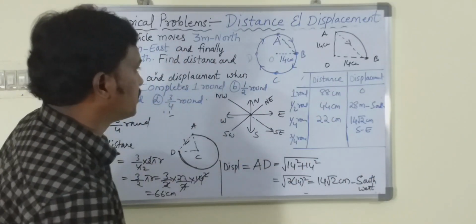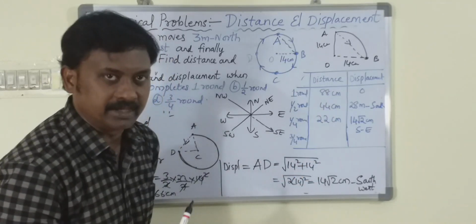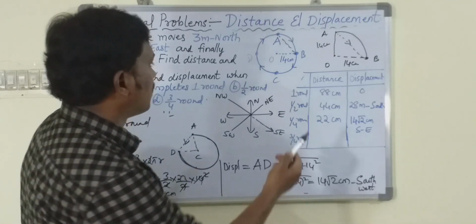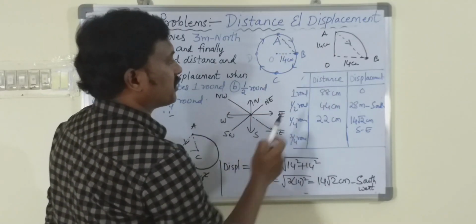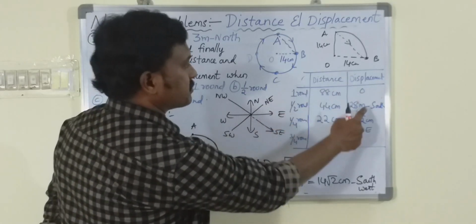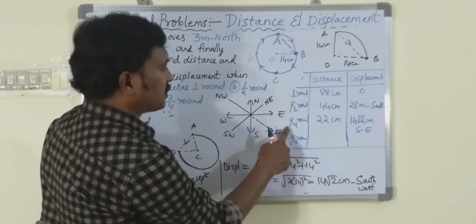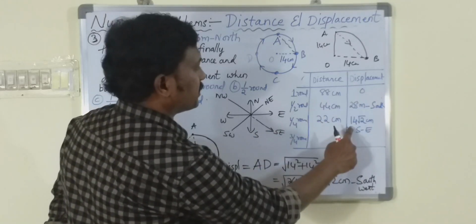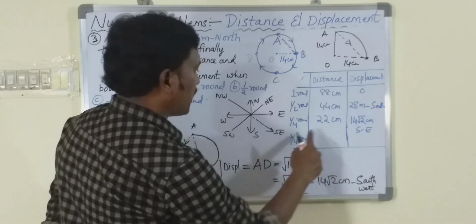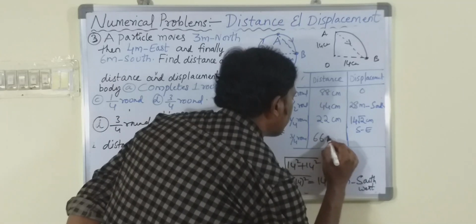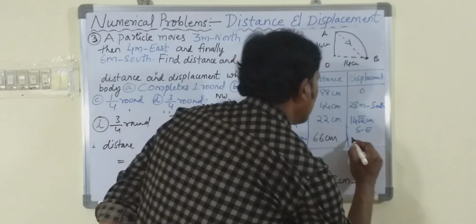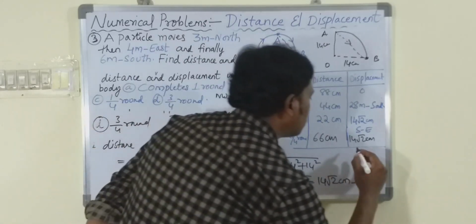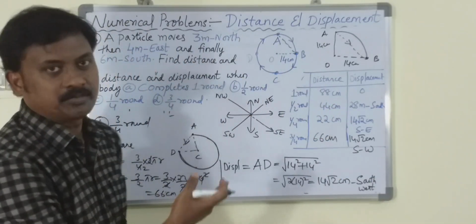Okay. So I have just noted the results here. For one round, it is 88 centimeters, that is the distance. And the displacement, as it is in the same position, is 0. Now coming to the half round, the distance is 44 centimeters, half of the distance, and the displacement is 28 centimeters south. And quarter round is again half of this, that is 22 centimeters. And the displacement is 14 under root 2 centimeters, that is southeast. And coming to the 3/4, it is 66 centimeters, that is the distance. And the displacement is 14 under root 2 centimeters, same as the quarter rotation, but the direction is different here, southwest. I hope you have understood this problem, children.